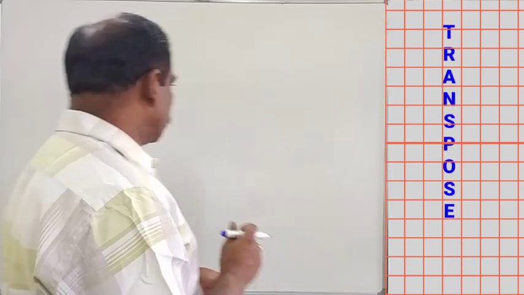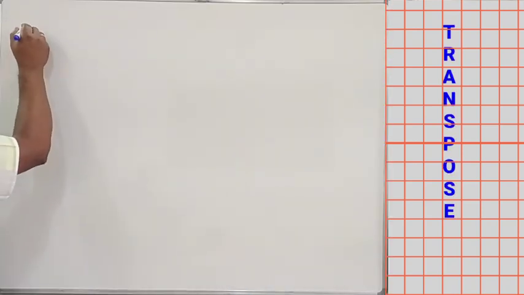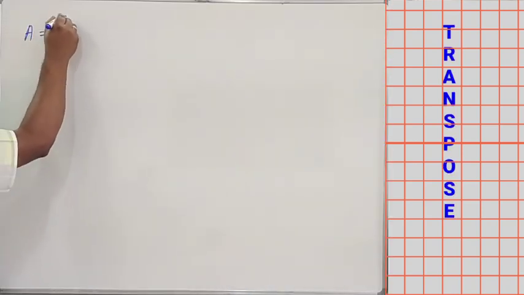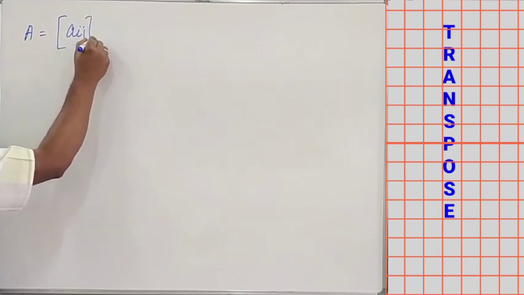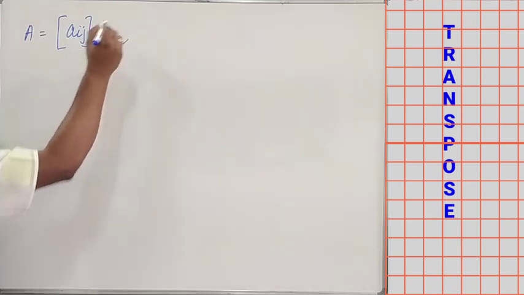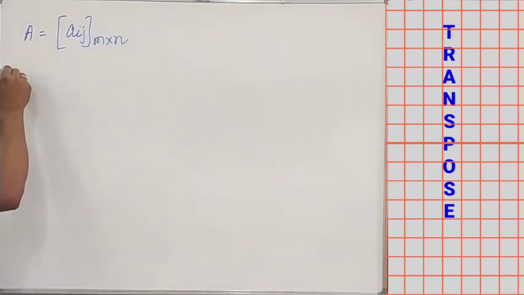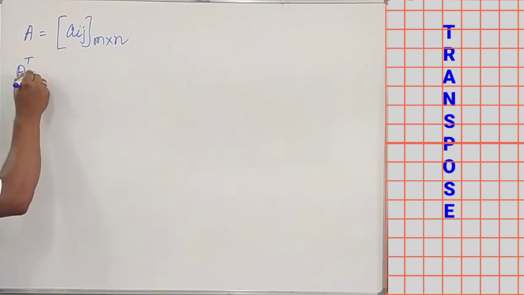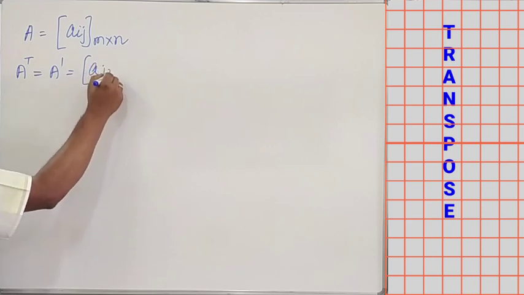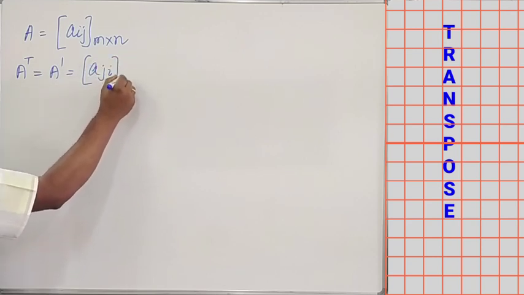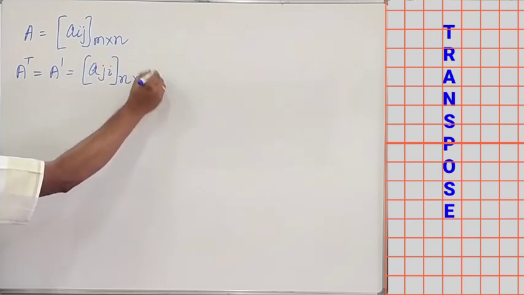For example, A is the matrix that is written in the form Aij, and that is of order m by n. Transpose of A is usually denoted by A power t or A dash, and that's a matrix Aji, and its order is n by m.